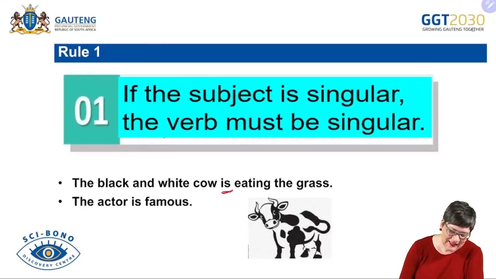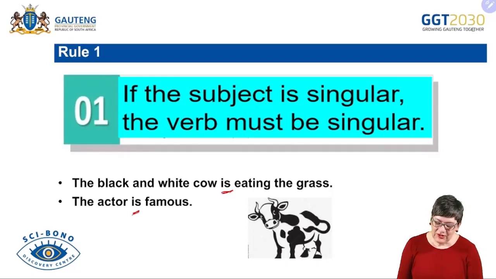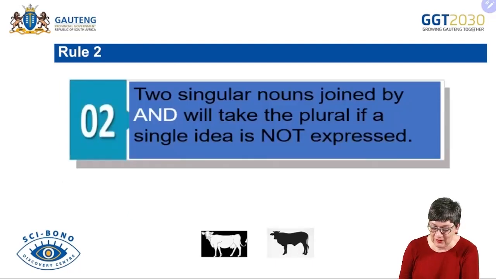The actor is famous. Singular. Subject is singular, verb is singular. Rule number 1. Let's go to the second one.